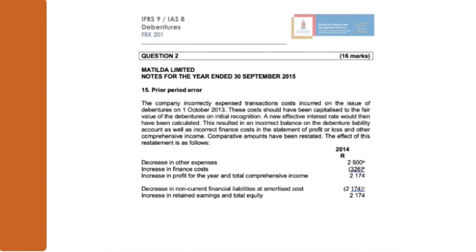This is video 4 of Matilda Limited, combining debentures of IFRS 9 with IAS 8. We're having a look at the note for the year ended 30 September 2015 and specifically the prior period error note.